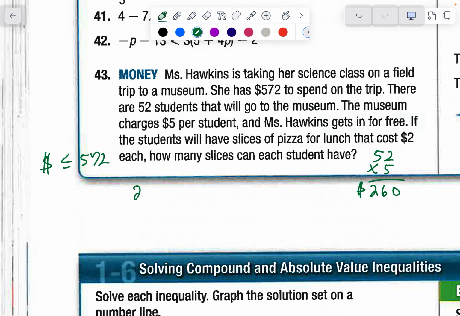So we know she already spent $260. She wants to buy pizza slices. How much is each pizza slice? $2. So each pizza slice will be $2. So 2 times P will account for how many pizza slices she can get. And then that has to be less than or equal to 572. Now that's your initial thing. There are 52 kids. So if P is 52, each kid gets 1 slice. If P is 104, each kid gets 2 slices. So once you've solved for P, then really think about the question being answered.